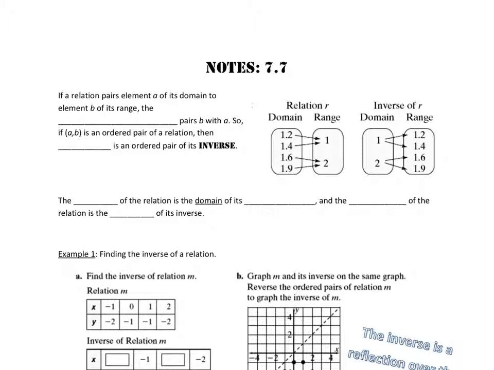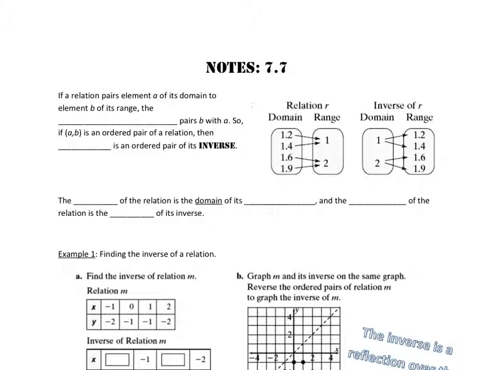So 7.7 really doesn't have a whole lot to do with 7.6. 7.6 kind of stood alone. It was its own thing, but definitely remember it because that will be on the test. 7.7 is about inverses. When I say inverse, what do you think of? Opposite, kind of. Yeah. That's basically what an inverse is, and we're dealing with functions and relations.